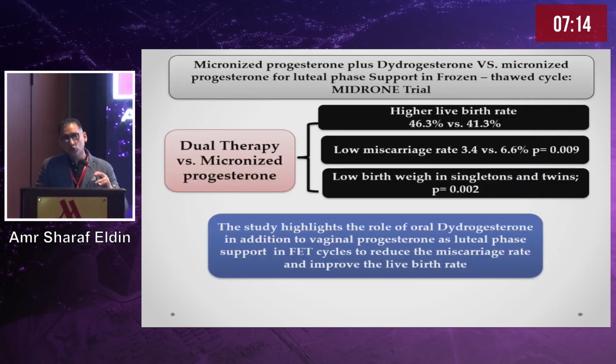Midrone trial. The Midrone trial compared micronized progesterone plus dydrogesterone versus micronized vaginal progesterone alone. Dual therapy versus micronized progesterone showed higher live birth rate and lower miscarriage rate among dual therapy, but with lower birth weight among single and twin pregnancies in dual therapy versus micronized progesterone. So the use of dual therapy for luteal phase support in IVF frozen cycles is more potent than micronized vaginal progesterone alone.